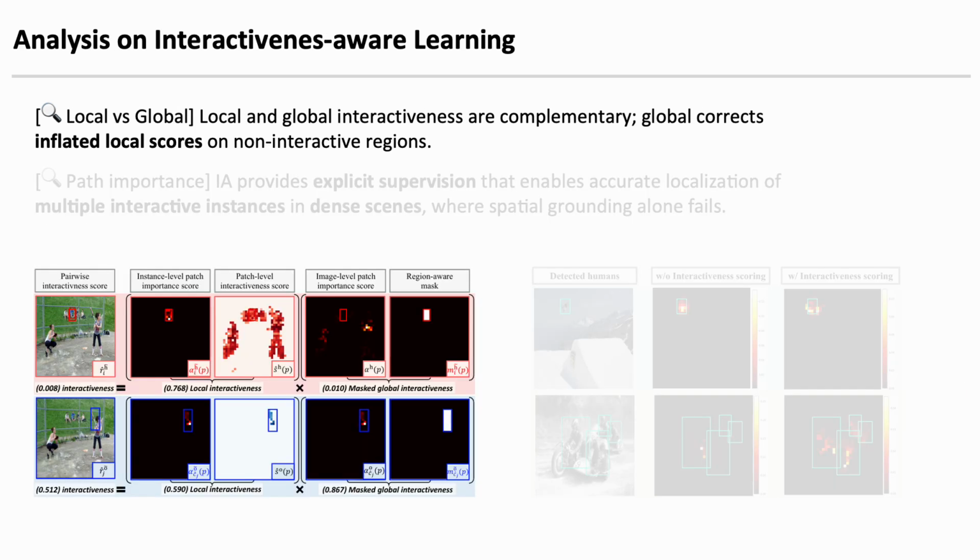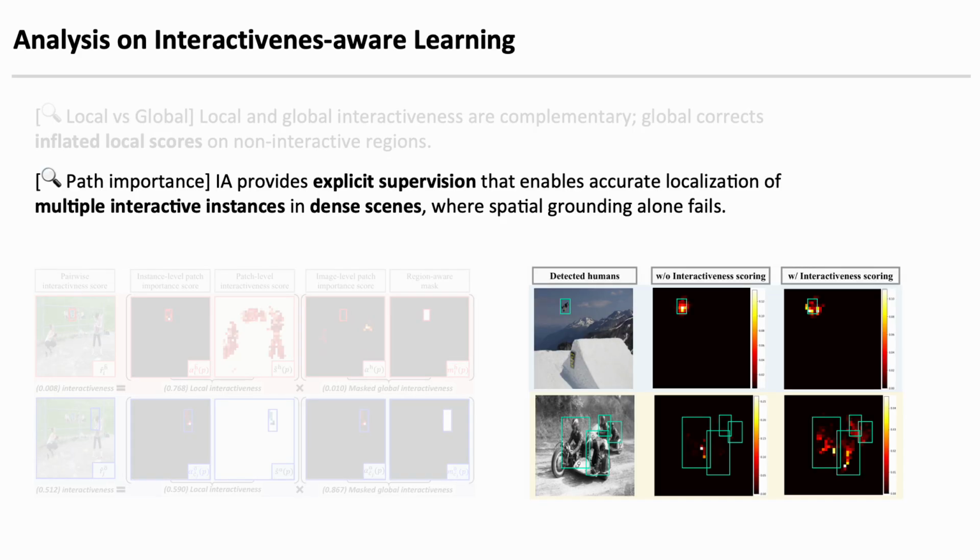This shows how local and global interactiveness complement each other. Using the local score alone gives surprisingly high scores in non-interactive regions due to the strong semantic alignment. The masked global signal corrects this, and combining both gives the best performance.